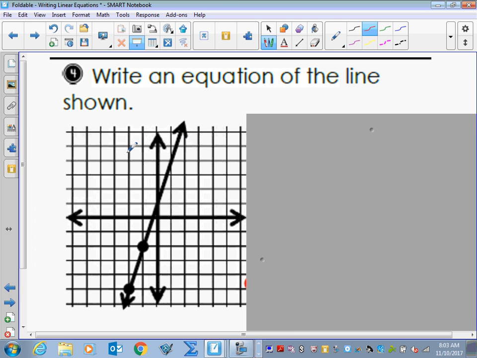All right, so let's take a look at situation number 4. So same two pieces of information we need. We do need to know the y-intercept. Okay, so this y-intercept looks like it's what? 1. And then we need to do the slope. So I'm going to do rise over run. This is a positive slope. So my rise is 1, 2, 3. My run is 1.